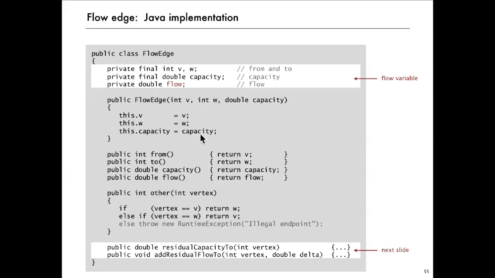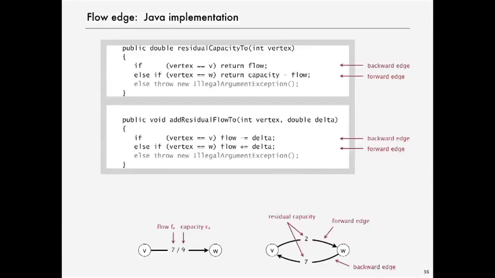So to create an edge with a V to W and given capacity, we just fill in the instance variables. And then all these other ones are just getters. Other is just like in an undirected graph. And then residual capacity and add residual flow are also easy to implement. So for residual capacity, if it's on the from edge, you return the flow. If it's on the to edge, it's a backward edge, you return capacity minus flow, just as we said. And add residual flow makes the same test to decide whether to add or subtract the flow.